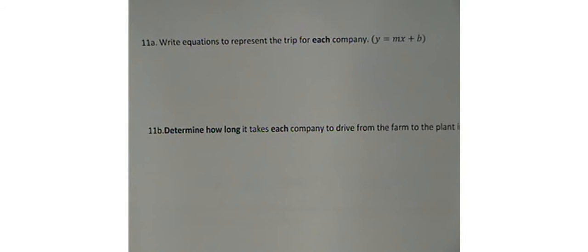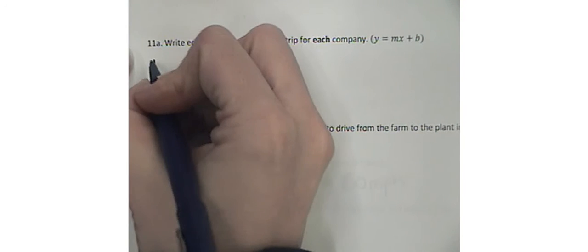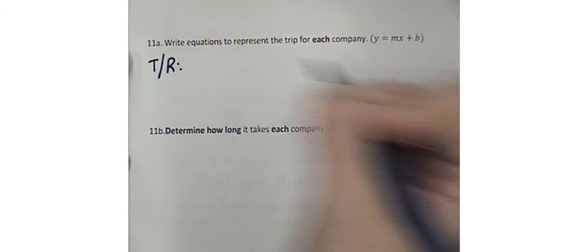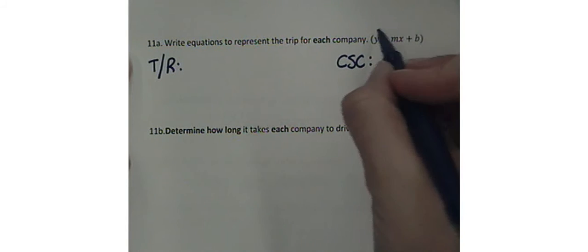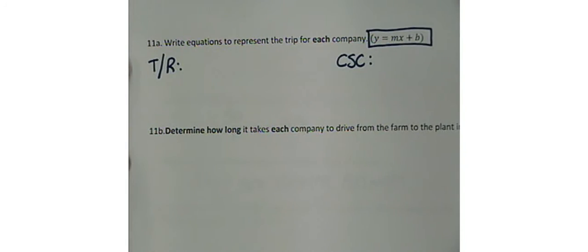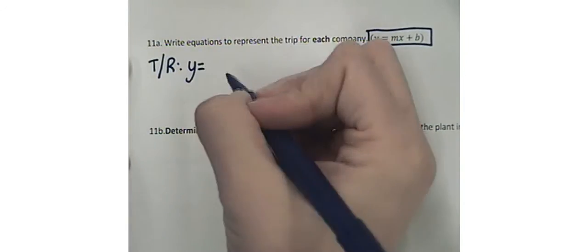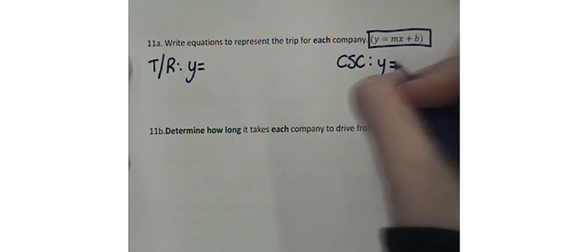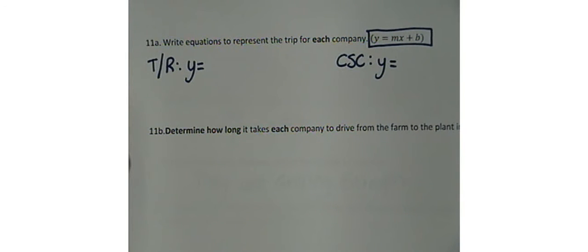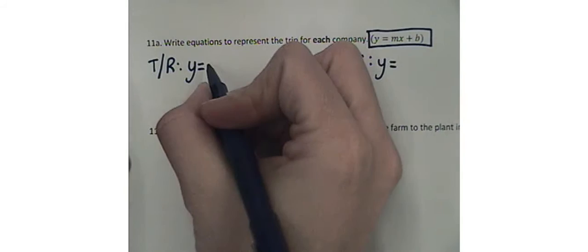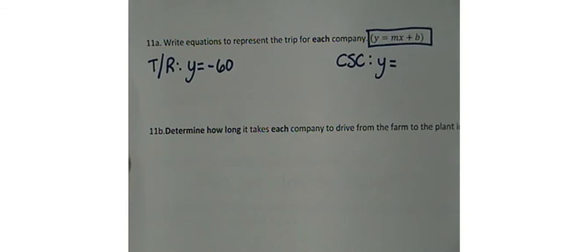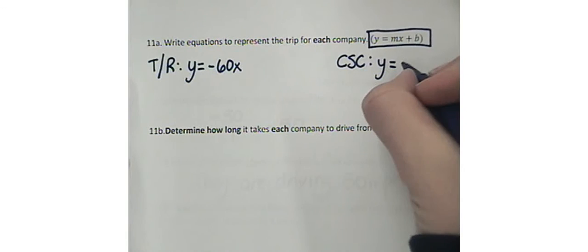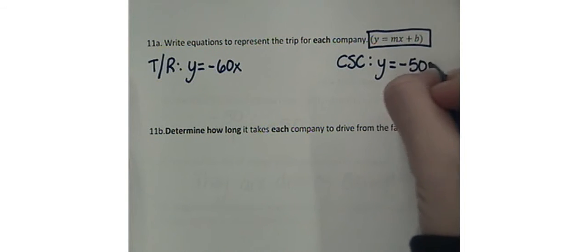Okay, then these next questions, you're writing an equation for Travis and Roy and this competing shipping company. So you're writing them in y equals mx plus b. You know the slopes for both of them because you calculated it in question 8a and 9a. So my slope for Travis and Roy was negative 60. My slope for this competing company was a negative 50.